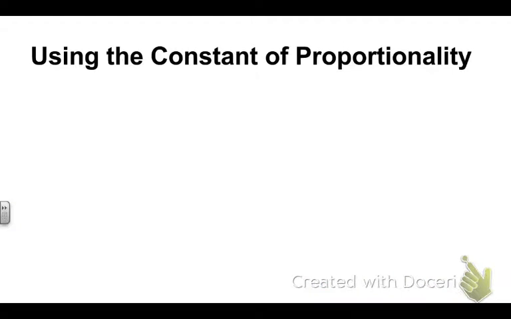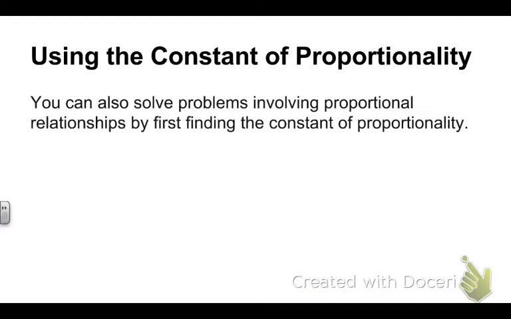Last thing I want to talk about is using the constant of proportionality. You can also solve problems involving proportional relationships by first finding the constant of proportionality. You don't have to set up the equivalent fractions. All right, you don't have to set up a proportion. You can do this kind of like that bottlenose dolphin problem that we did a couple days ago.